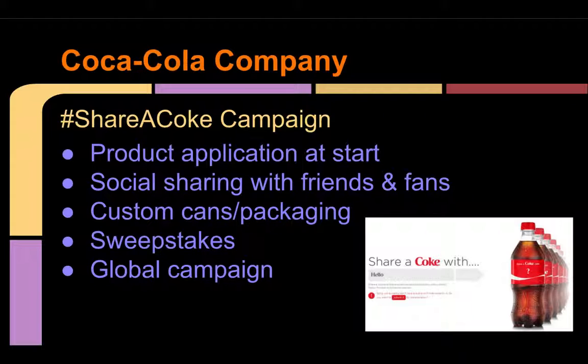So they started with a product application, which is very interesting. They introduced 150 custom labels featuring the 150 most popular names in Australia, and printed those on packages. And then those packages were distributed into stores. And for a couple days, it was pretty quiet. What was Coke up to?